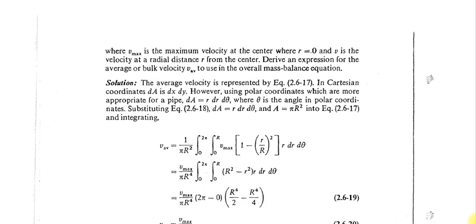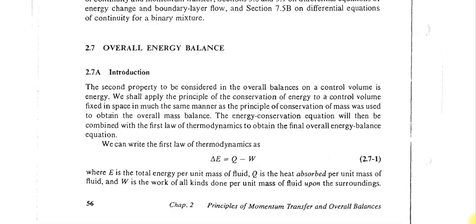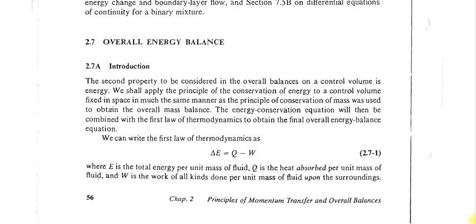Now we will move to the third axiom, that is, energy is conserved. So what is the third axiom? The third axiom tells that energy is conserved. That means energy cannot be created and cannot be destroyed. So basically it is the first law of thermodynamics, which we have already studied in the chemical engineering thermodynamics subject.